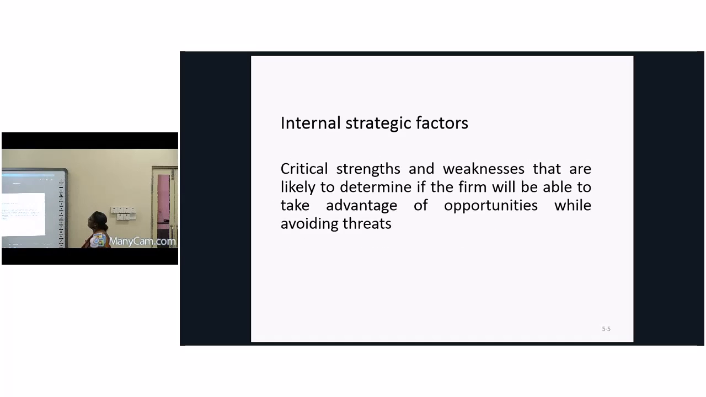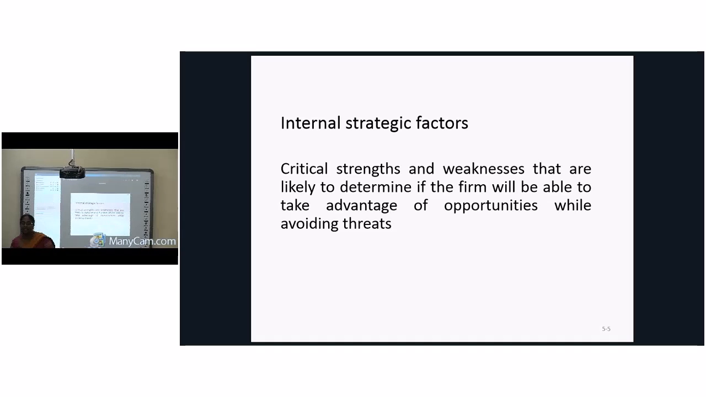So, internal strategic factors. I told you the elements in the internal environment are called strategic factors. This is the definition of internal strategic factors: critical strengths and weaknesses that are likely to determine if the firm will be able to take advantage of opportunities while avoiding threats. So, it gives a good definition.